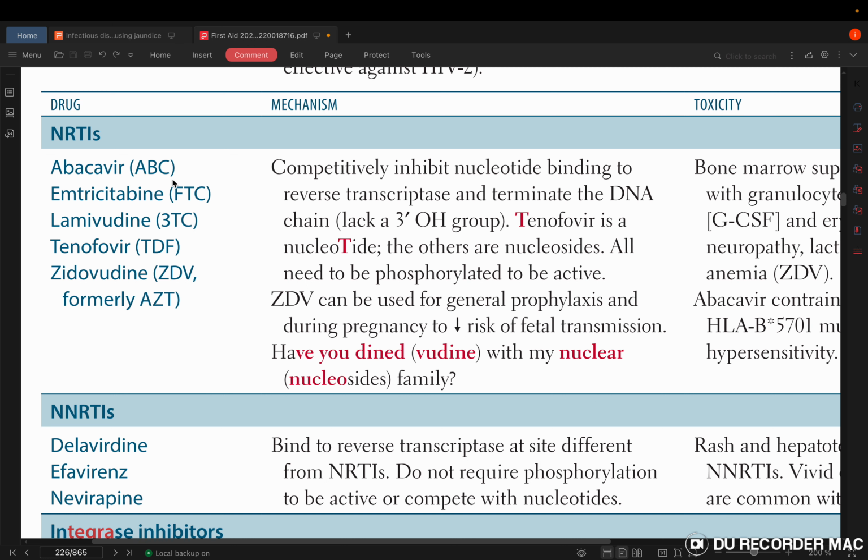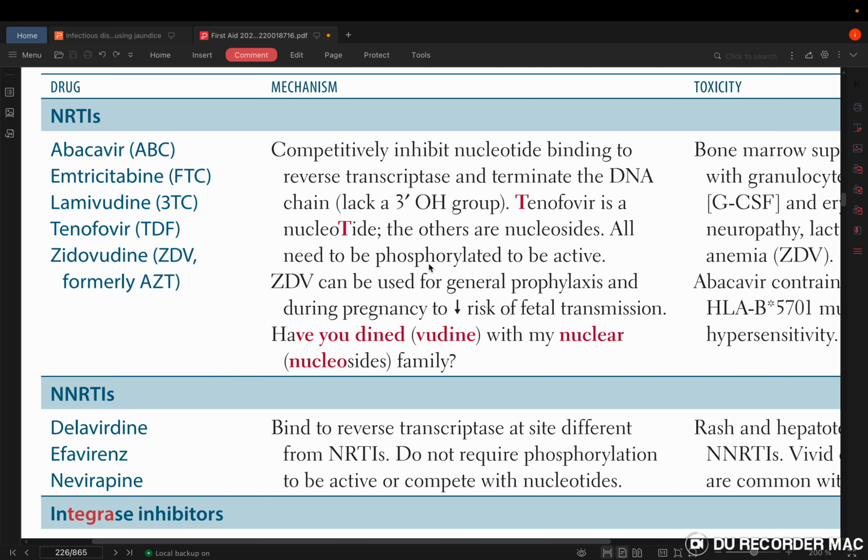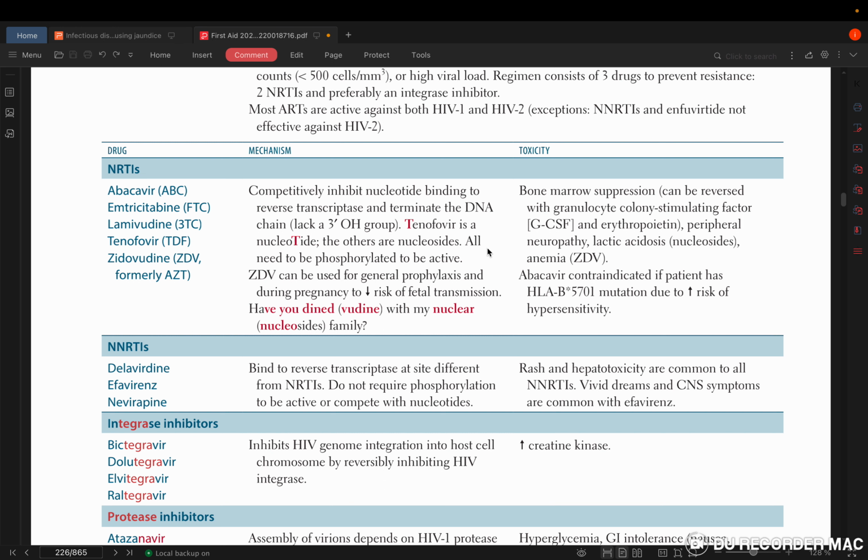Tenofovir is not a nucleoside. All of them were nucleosides, but this one is a nucleotide. The others are nucleosides and all need to be phosphorylated to be active, which is a good thing. They get phosphorylated inside of the virally infected cells, so they only work there.